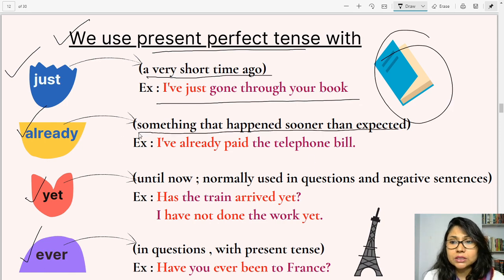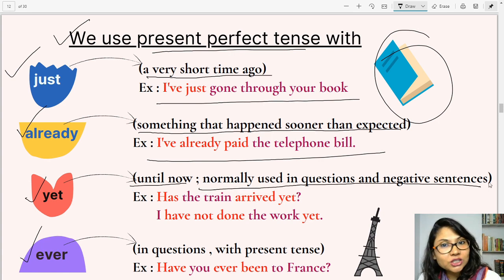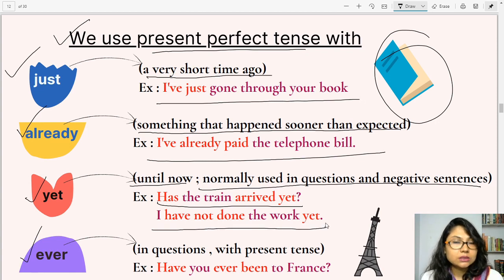Already, something that happened sooner than expected. Let's look at the example. I've already paid the telephone bill. A very responsible man. He did it sooner than was expected of him. Good man. Yet, it means until now. Normally, it is used in questions and negative sentences. Example, has the train arrived yet? I have not done the work yet. So, in questions and in negative sentences.